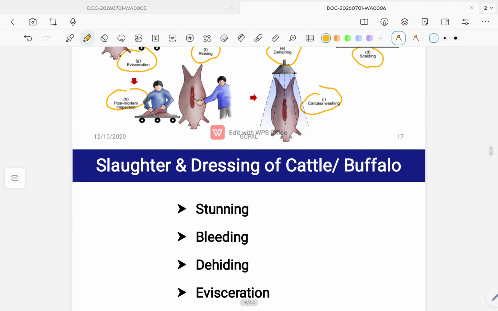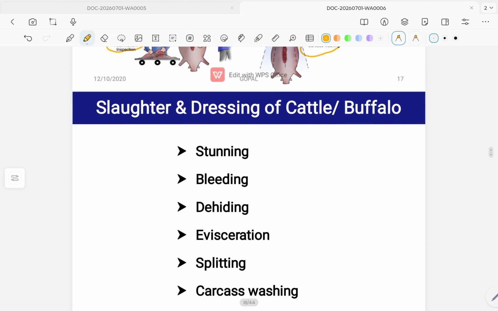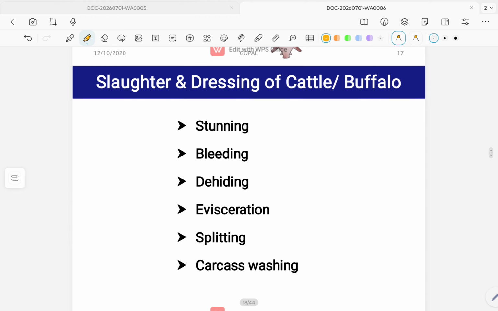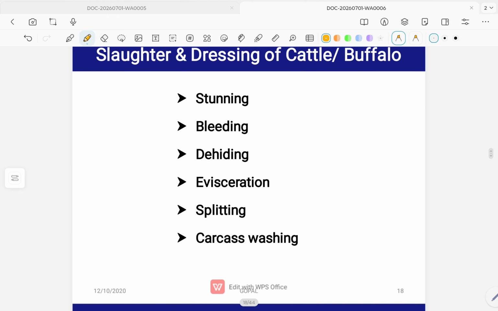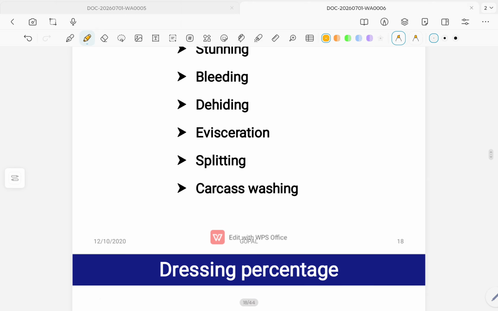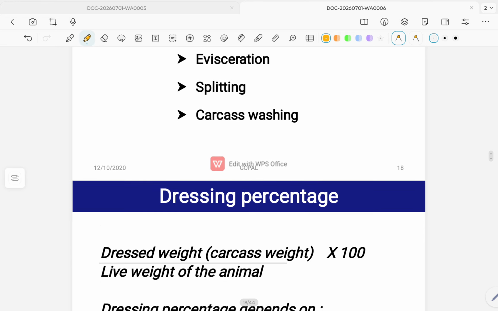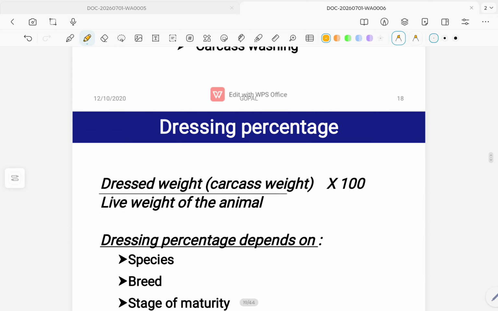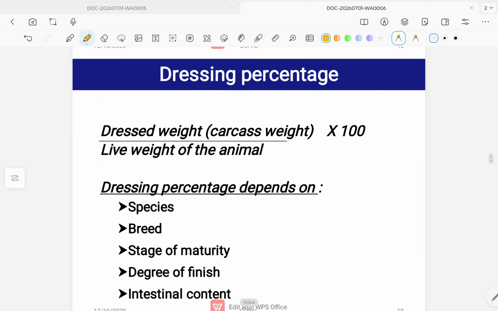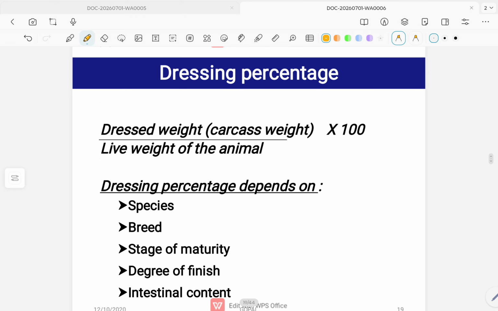Slaughter and dressing of cattle or buffalo: stunning, bleeding, dehiding, evisceration, splitting, carcass washing. Dressing percentage: dressed weight or carcass weight upon live weight of the animal multiplied by 100.